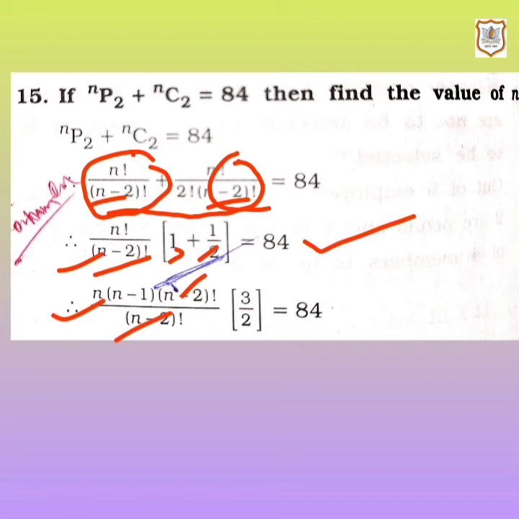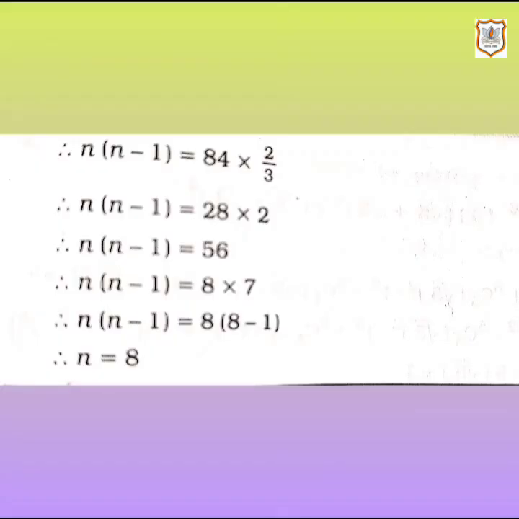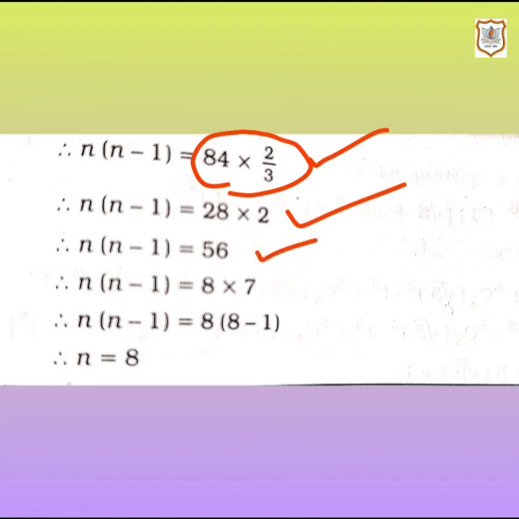Here the LCM of 1 plus 1 by 2 is taken out, that is 3 by 2, is equal to 84. Let's solve further. So here n into n minus 1 is equal to 84 into 2 by 3. When 3 by 2 is taken to that side, it will be reciprocal, that will be 2 by 3. So if we solve this, it will be 28 into 2. So that becomes n into n minus 1 is equal to 56. Now the consecutive multiples of 56 is 8 into 7.